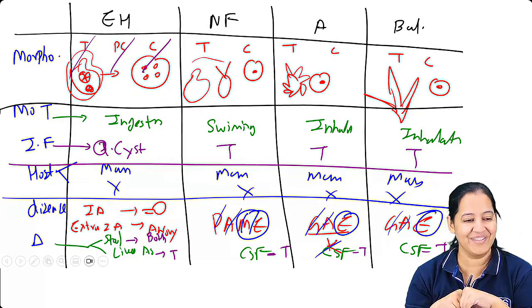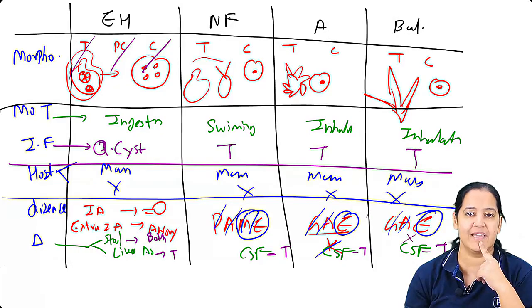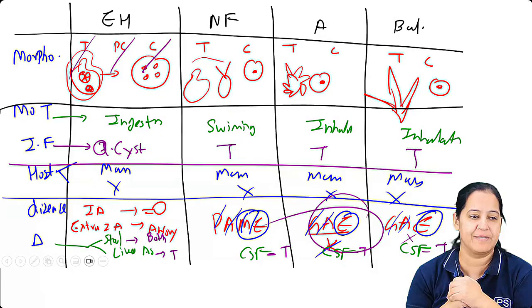Okay ji, you got the way. No, it is not seen in Balamuthia keratitis, it is seen only in Acanthamoeba. Whatever is written is absolutely true.